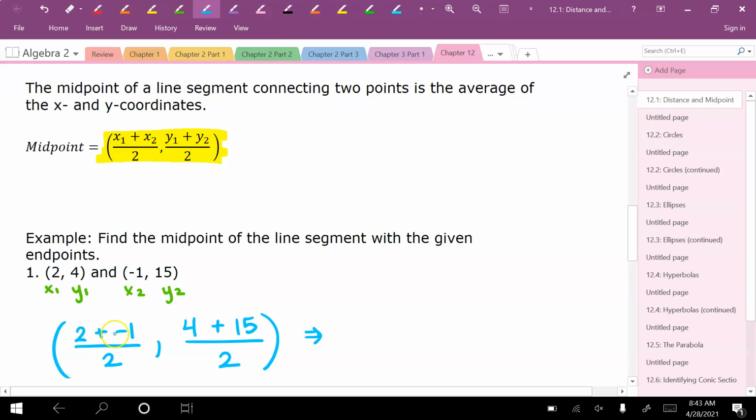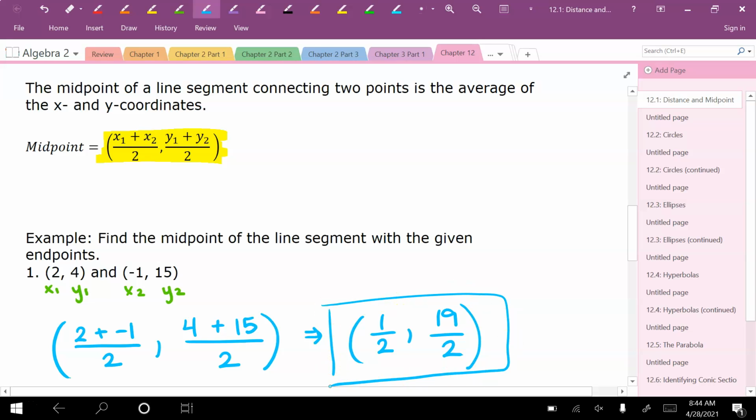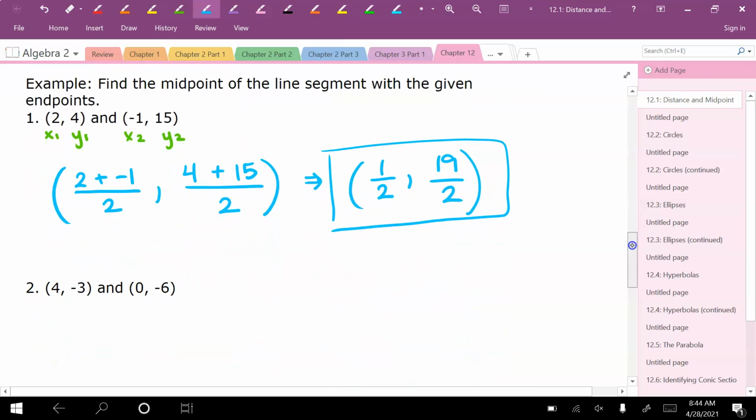So 2 plus -1 is going to be 1 over 2, so that's a half. And I'm going to go ahead and just leave it as the fraction. And then 4 plus 15 would be 19, and that one's also over 2. So again, I'm just going to leave it as the fraction like that. I don't need the decimal. So that would be the midpoint of those two coordinates at 1/2 and then 19 over 2. You guys try number 2 there on the bottom of that page.